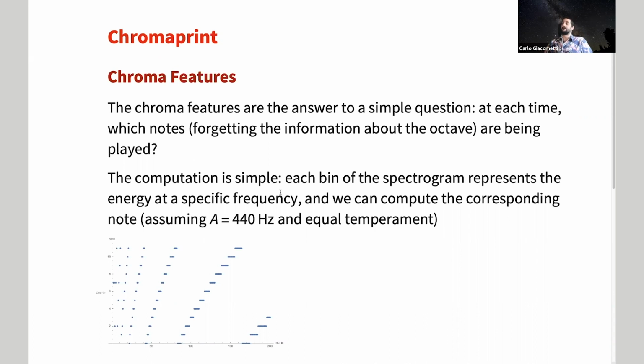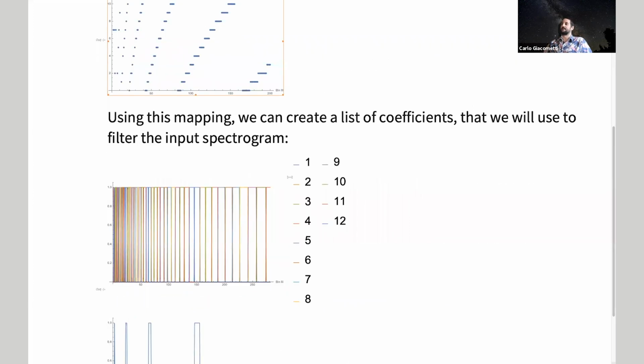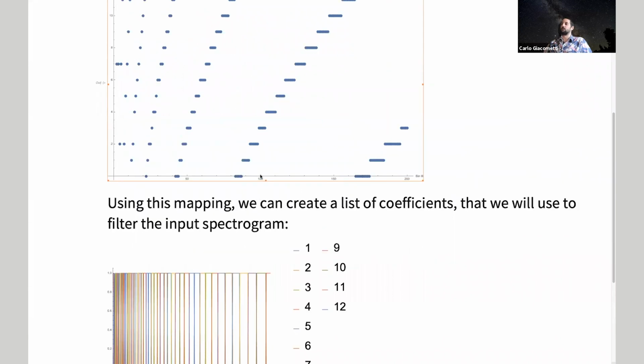So the starting point is we need to construct a mapping between the bin index of a spectrogram to a frequency, and then the frequency is then mapped to an absolute note. And this plot here is an example of such mapping. We can see, for example, that bin number 100 will have a note that is corresponding to an index of 2. We don't care about what the note is, if it is an A or if it is a D sharp or whatever. We just want to have a set of 12 unique identifiers.